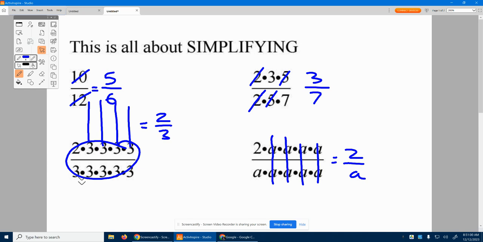So this is just simplifying, okay? Whether there's variables or numbers involved, we're just breaking it down to make it simpler.